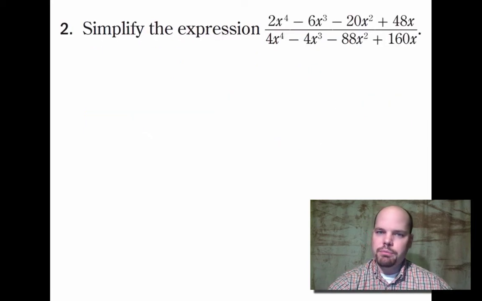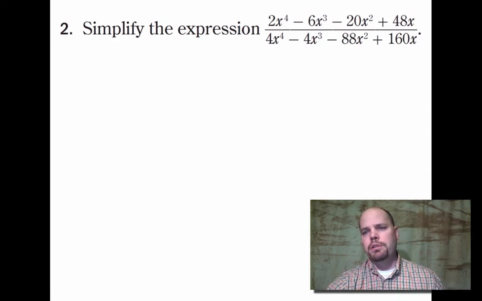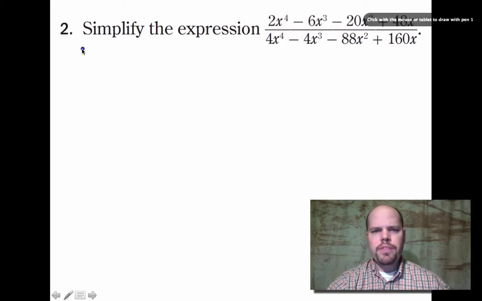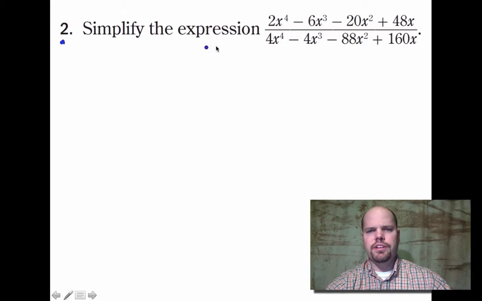All right, number 2, let's simplify the expression 2x to the 4th minus 6x cubed minus 20x squared plus 48x, all over 4x to the 4th minus 4x cubed minus 88x squared plus 160x. That looks complicated, and it is. Now what can we do to simplify this? Well, we're getting some common factors, but we've got a 4th degree over a 4th degree. What's this going to look like? Well, let's take the GCF out first.